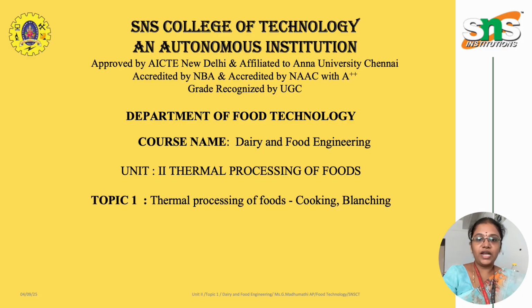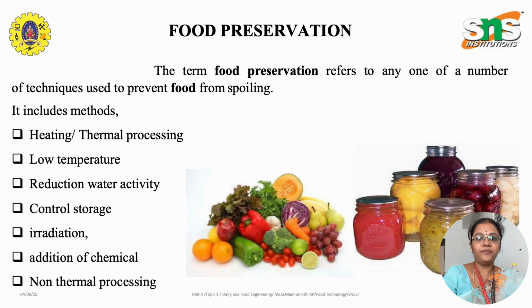In this video, let's have a short recap on the thermal processing of foods. From the term itself, we can understand that thermal processing is nothing but the application of heat. The main aim for processing of foods is preservation. Any food that we consume has to be preserved by adopting proper techniques and methods.